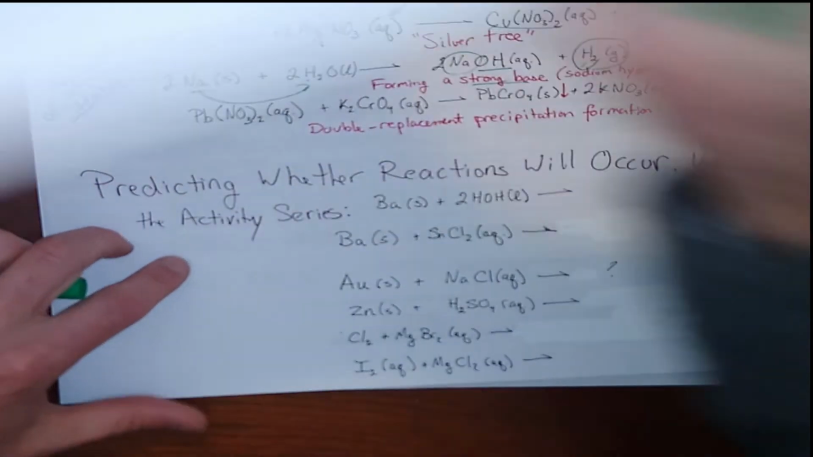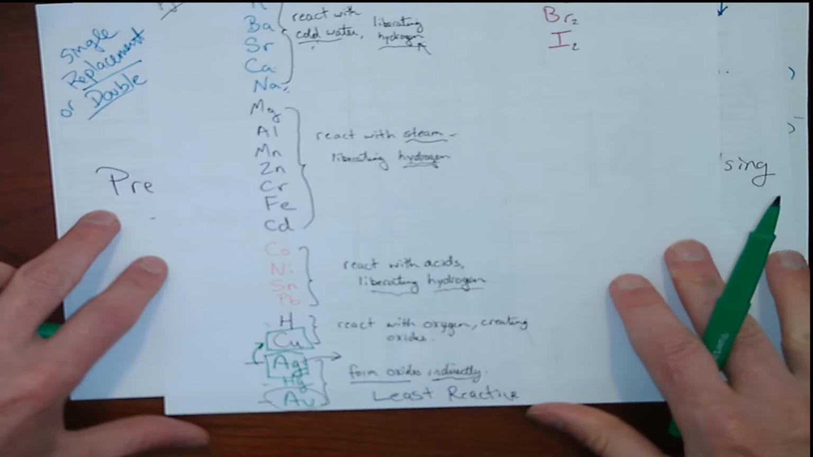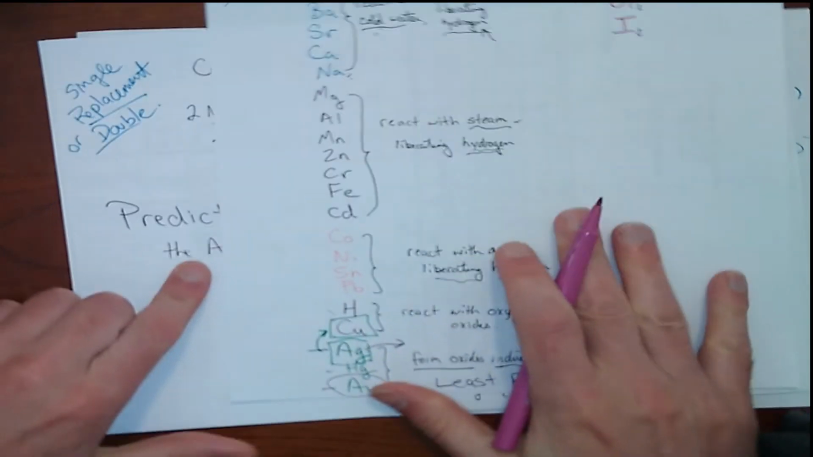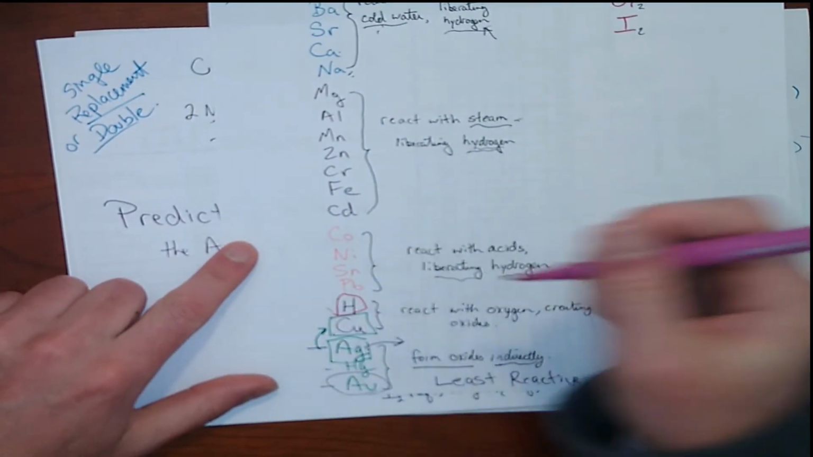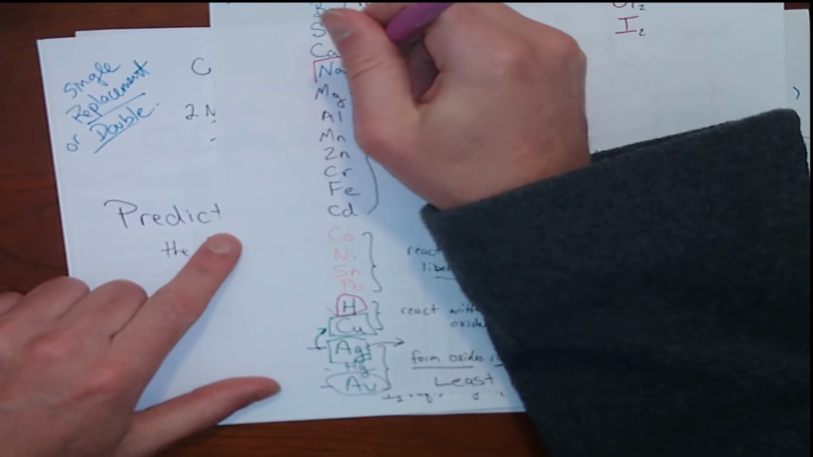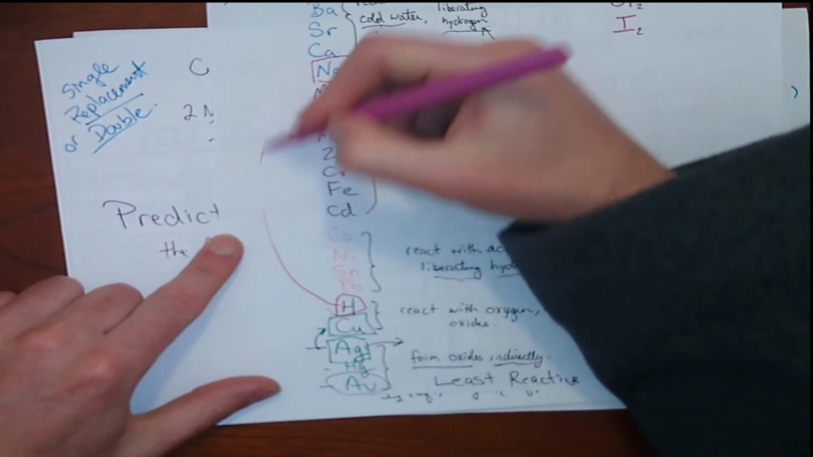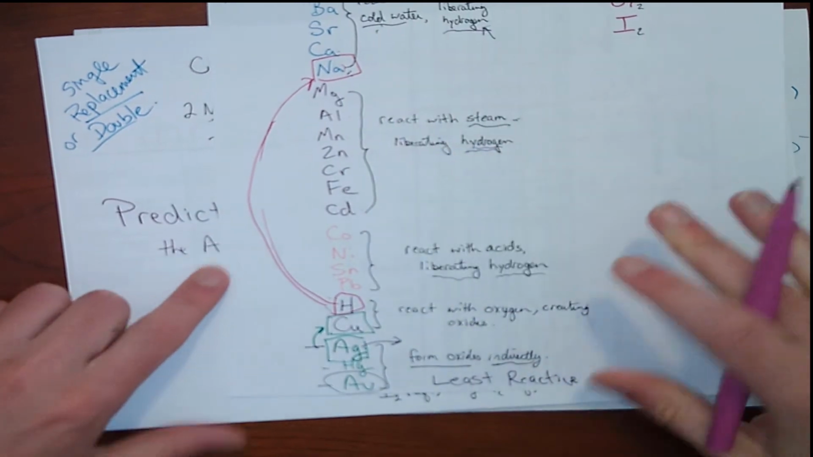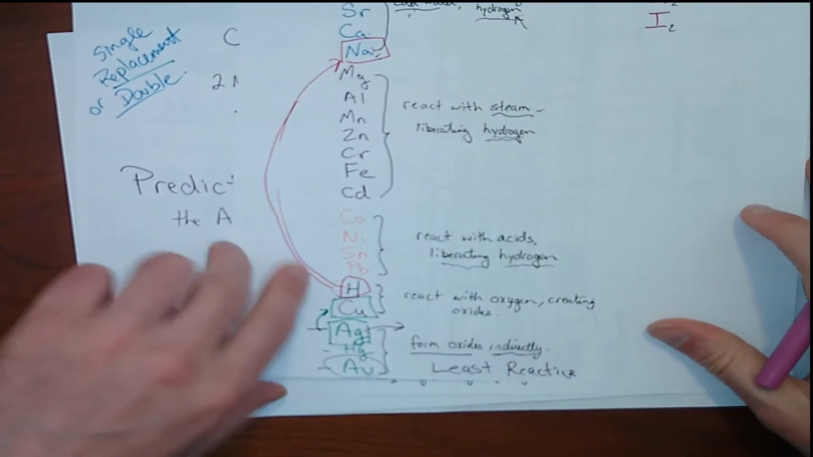And again, if we look at the activity series, this will show us that this is a reaction that can occur and is likely to occur because hydrogen is way down here on the activity series, and sodium is quite high in the activity series. So it is very likely that sodium will replace hydrogen in a given reaction.